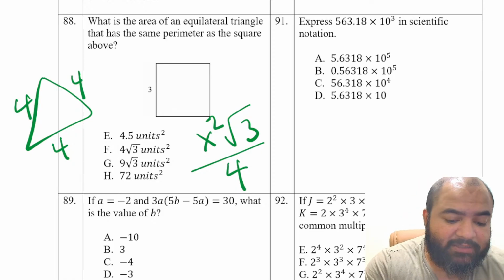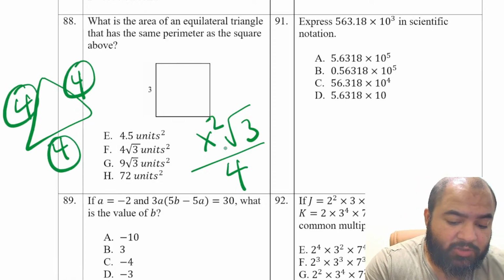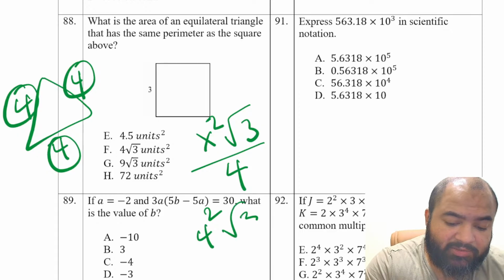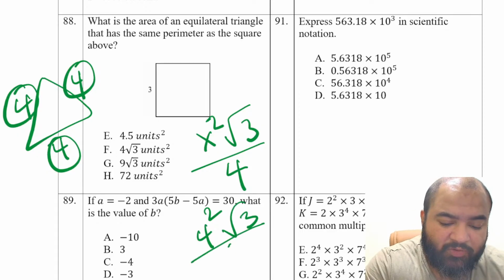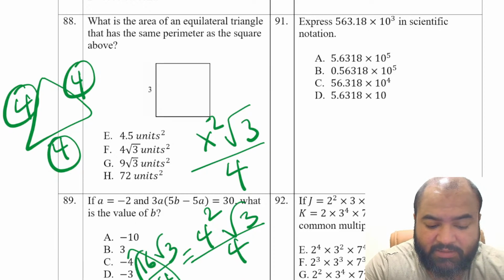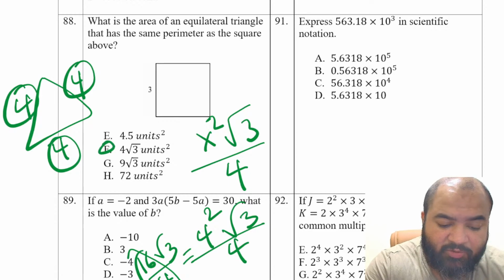Look, if each side is 4, you're going to plug in 4 squared. Radical 3 just stays there, don't bother, over 4. So that's 16 radical 3 over 4. And 16 divided by 4 is 4. So it's 4 radical 3.